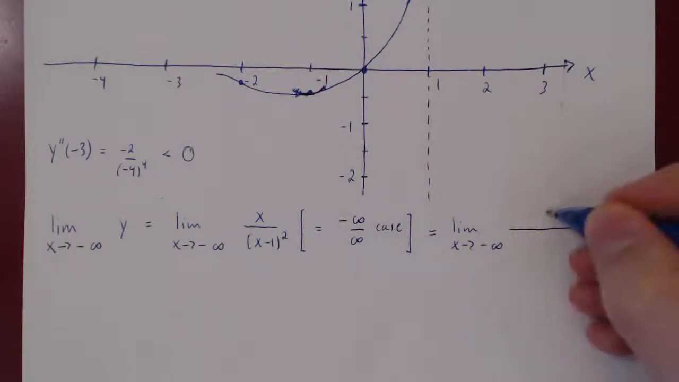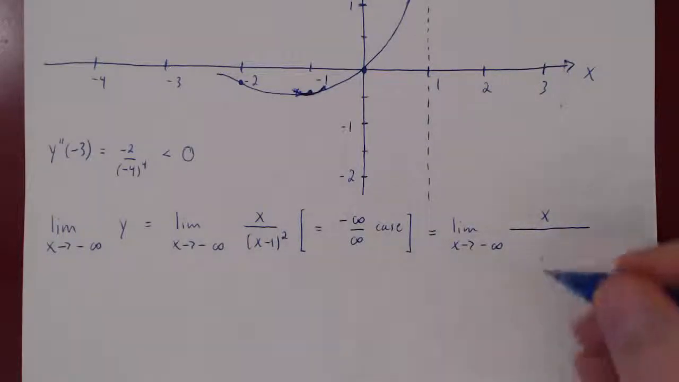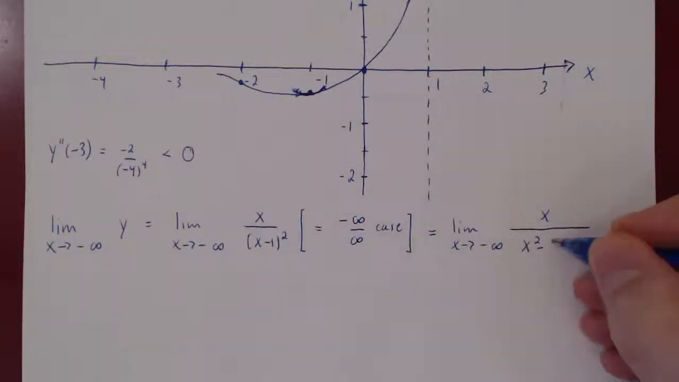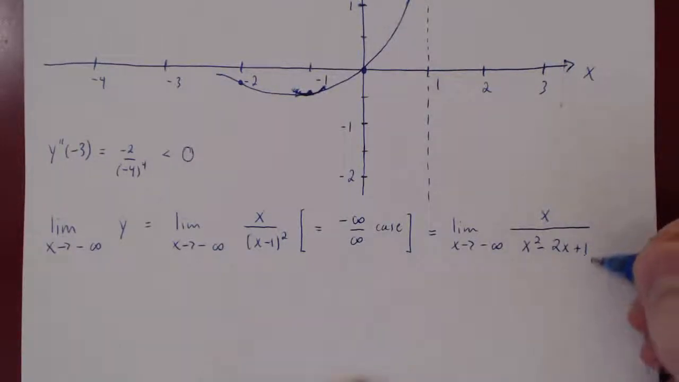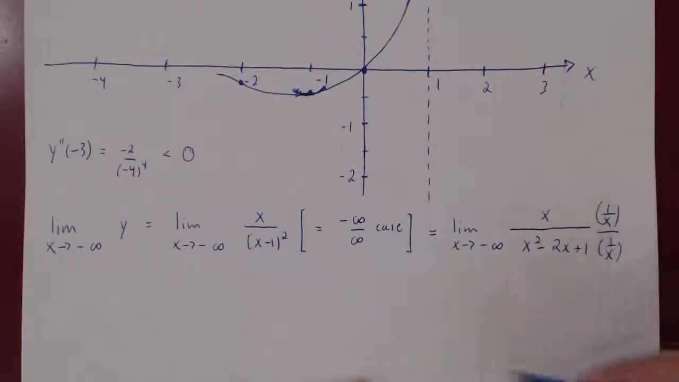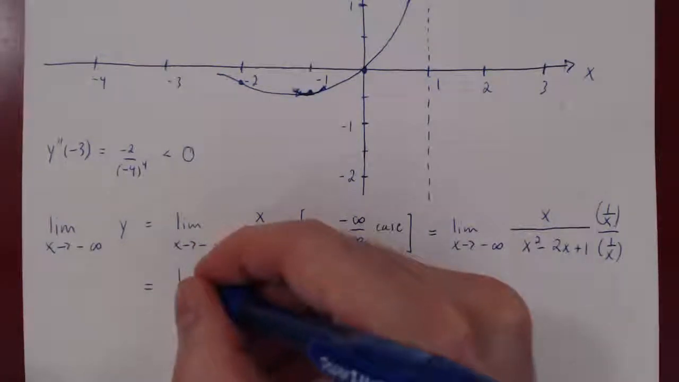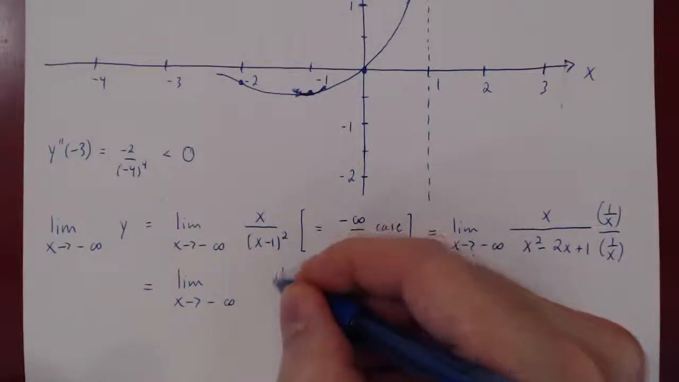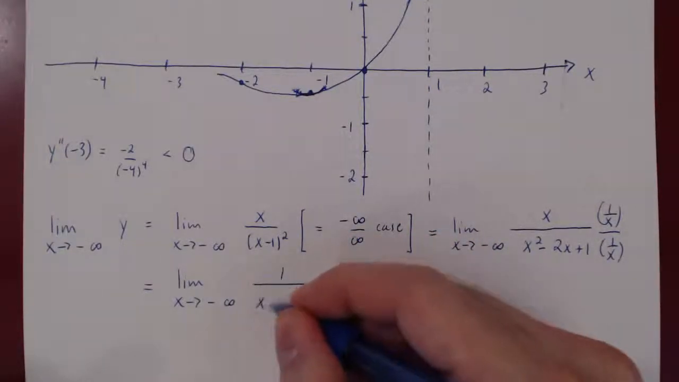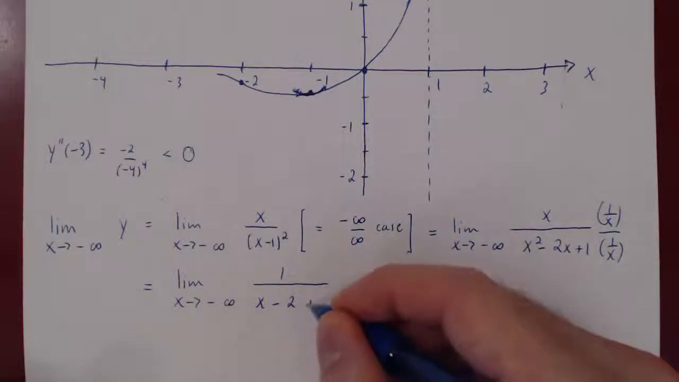So I have a single x on top. If I expand this on the bottom, I will get x squared, -2x plus 1. And so I'll do 1 over x over 1 over x. You could also do 1 over x squared over 1 over x squared. It would work out the same. Because 1 over x over itself is just 1, let me multiply through now, and then we'll have the limit. We'll have 1 on the numerator over an x minus 2 plus 1 over x.